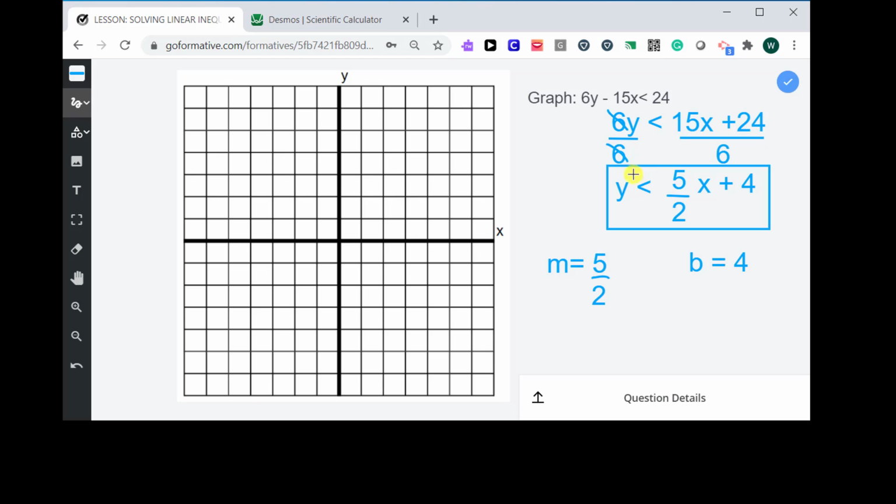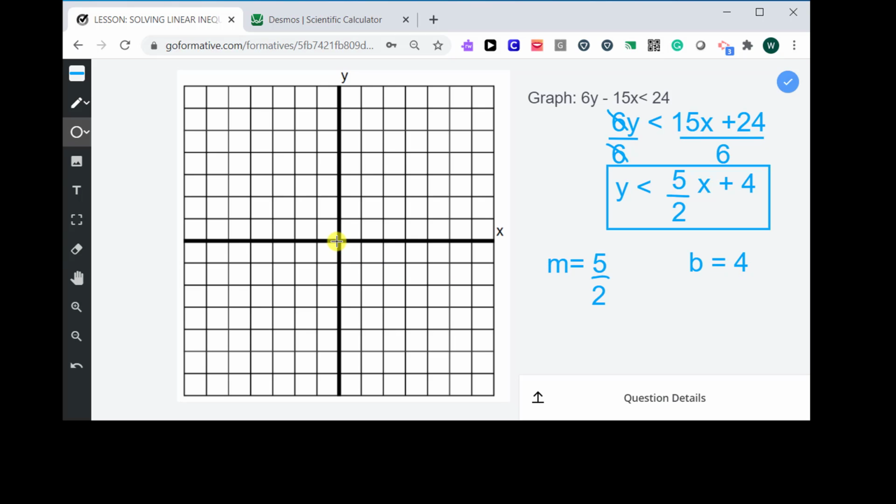Very well. Looking at the inequality sign, we see that we don't have a dash underneath, so that means I'm going to use empty points and a dashed line to do my graph. In order to do that, we can use this function right here, the circle on the Go Formative program, and basically we're going to start by plotting the y-intercept.